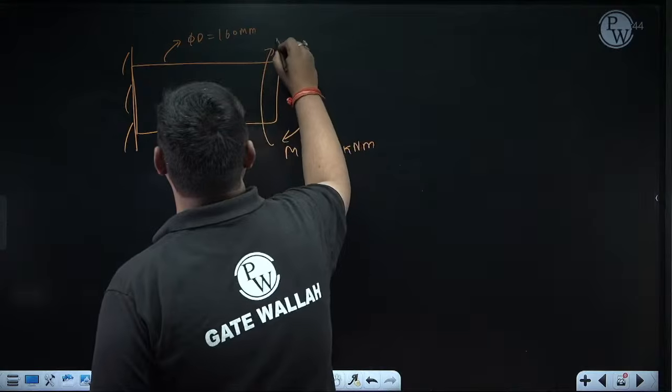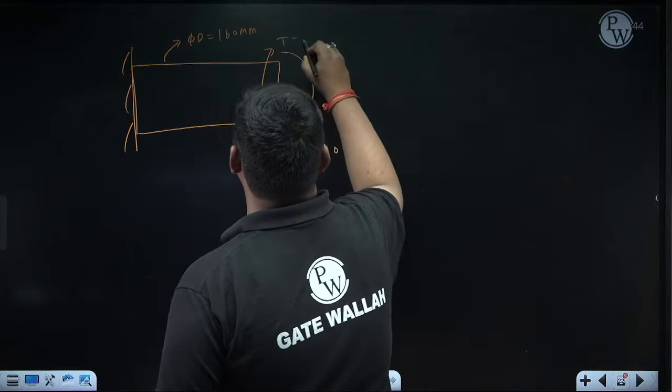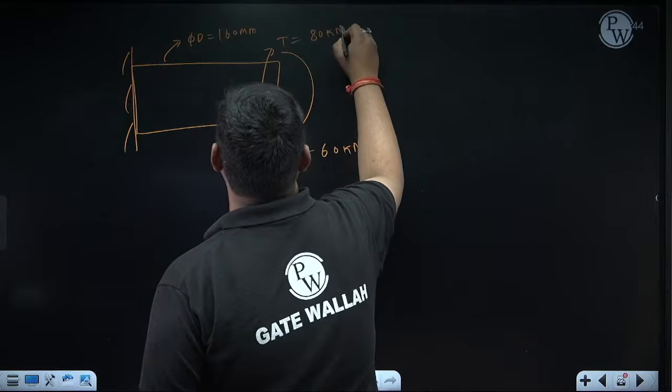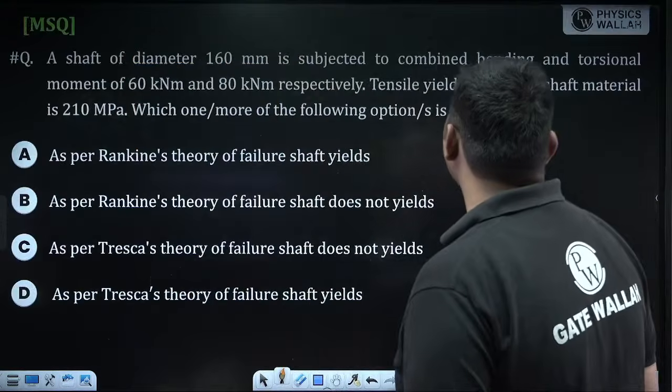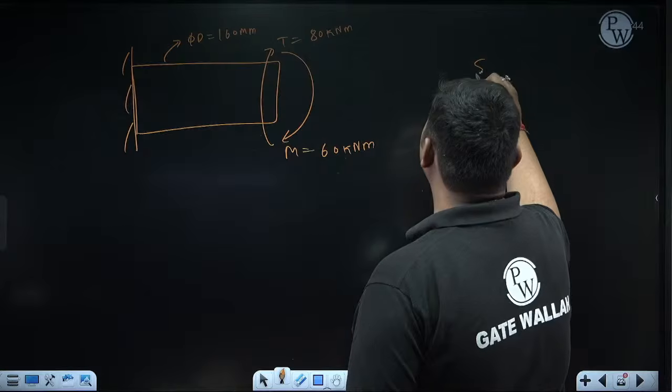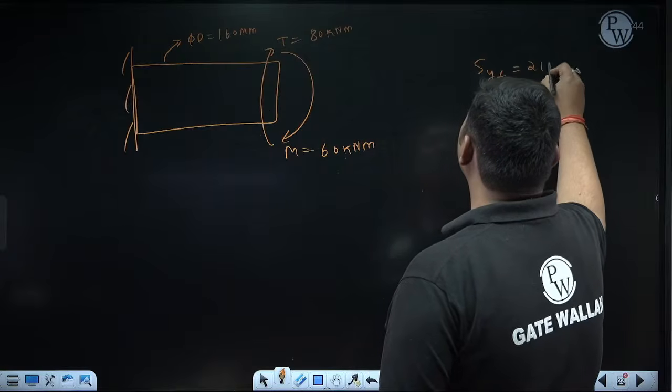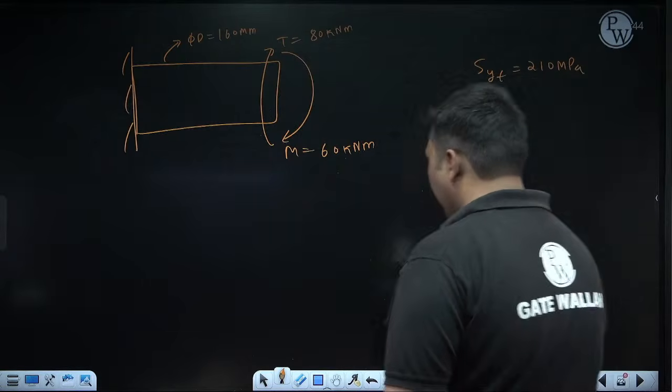Torsion moment is also the same, T, which is 80 kilonewton meter. The tensile yield strength of the material is given, which I am denoting as SYT. It is 210 megapascal, and we have to check as per Rankine and Tresca.